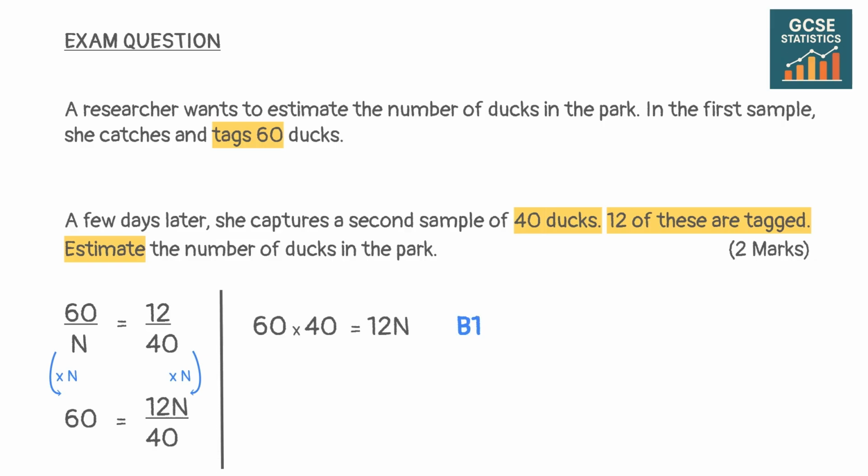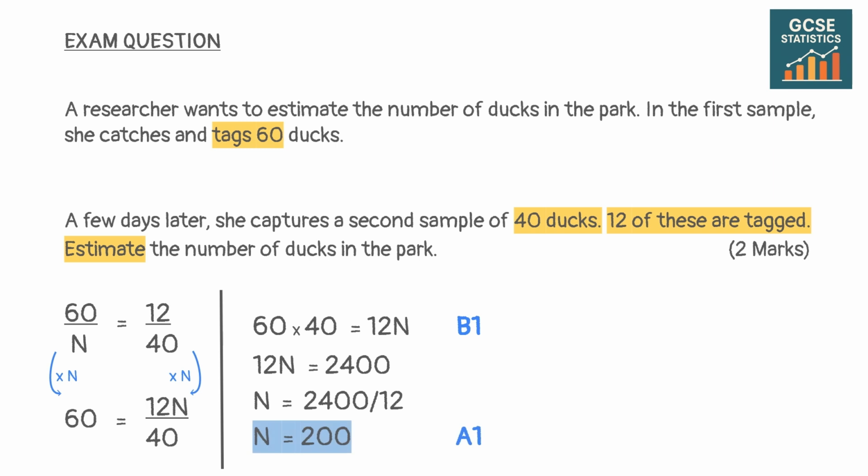Then multiplying by 40 leaves us with 12N, which equals 2,400. In order to get N on its own, we need to divide by 12. And doing so gives us an estimate of the population as 200 ducks.